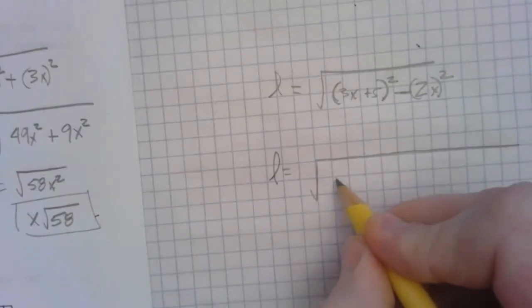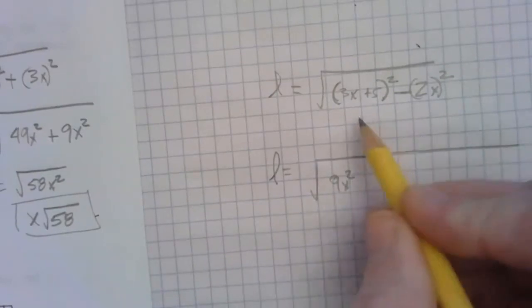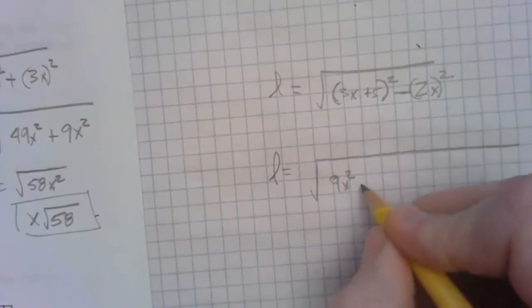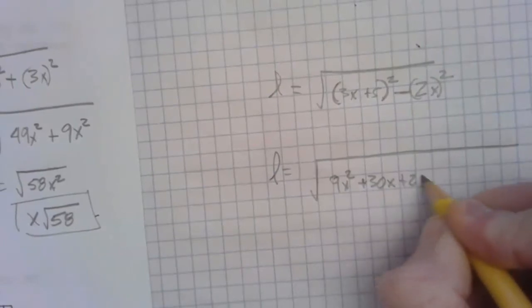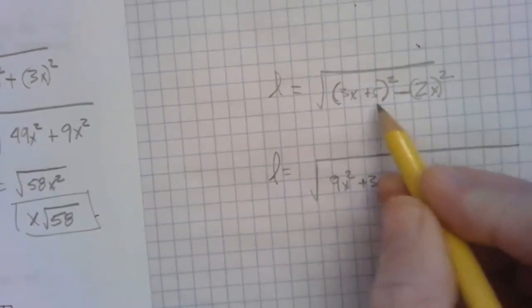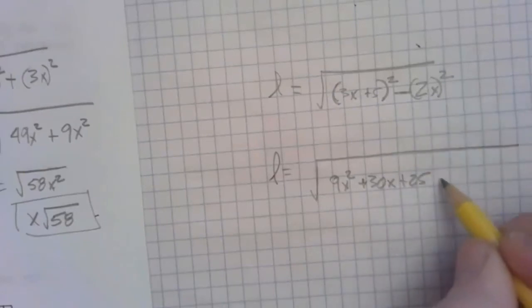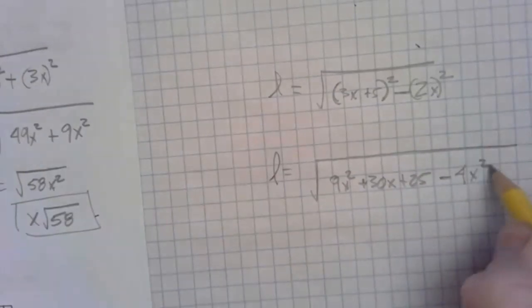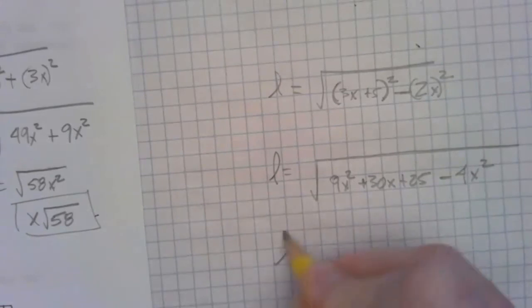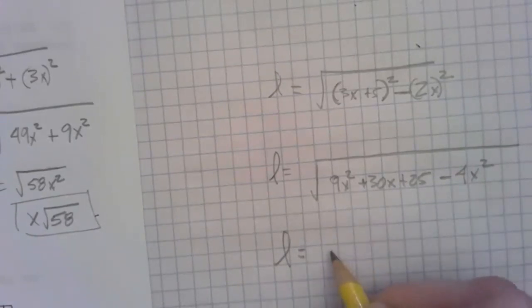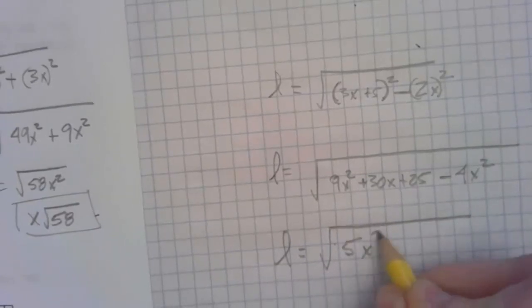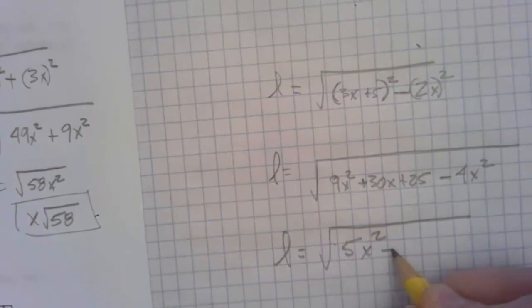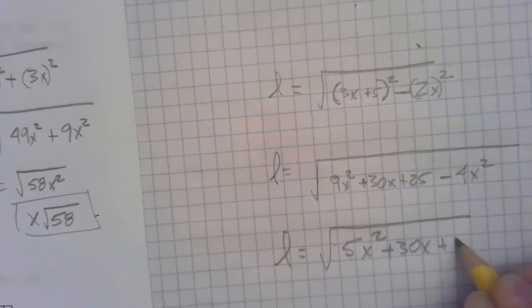Now I'm an old vet at this, so we're going to go 9x squared. 3 times 5 is 15, but there's 2 of them, so that's plus 30x plus 25. That's foiled on this. Go check it yourself if you don't believe me. Minus 4x squared. L equals, let's see, square root 5x squared plus 30x plus 25.